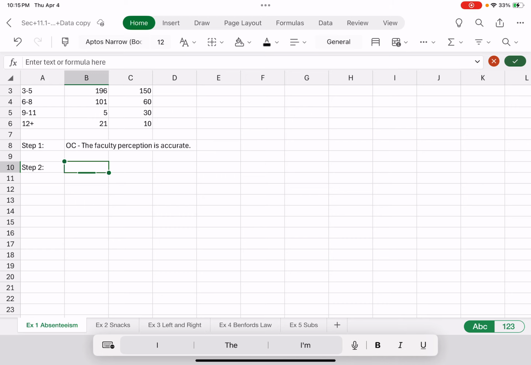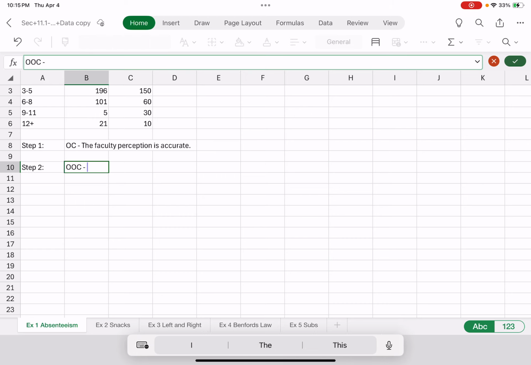All right. The opposite of the original claim is going to be that the faculty perception is not accurate.